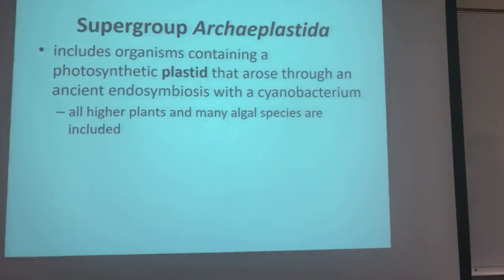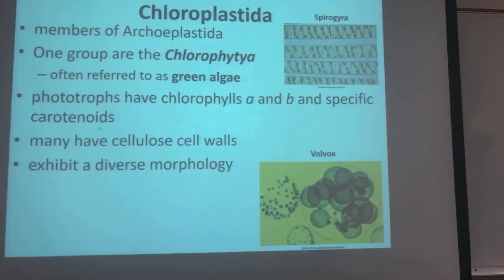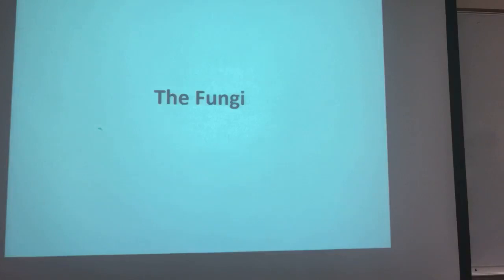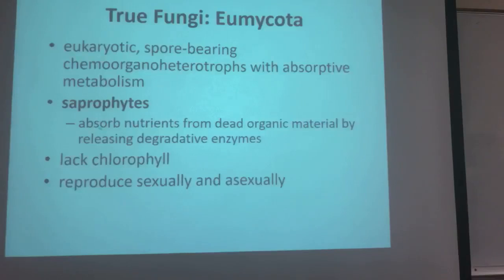We talked about Archaeplastida, which have plastids. These include the algae, green algae, which is photosynthetic, responsible for much of the photosynthesis on Earth. Then we moved on to fungi. Fungi are saprophytes. Definitely know what saprophytes means, right? Feeds on dead organic material, breaks it down. They don't have chlorophyll.